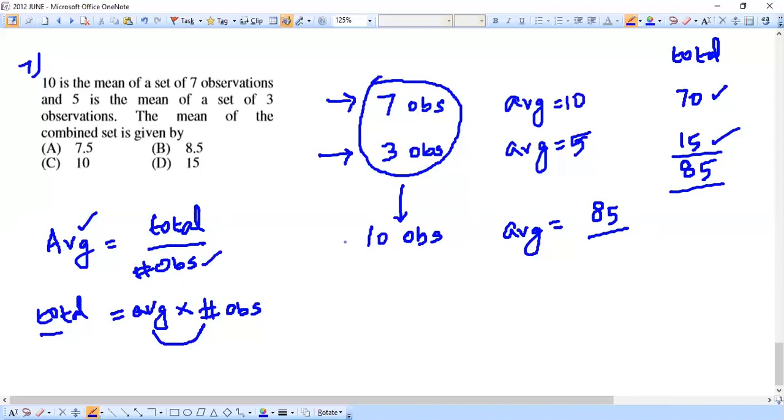How many observations are here? Overall, we have 10 observations. So 85 by 10 would give you 8.5, because we just have to move one decimal place to the left. So it gives 8.5, and 8.5 matches with option B.